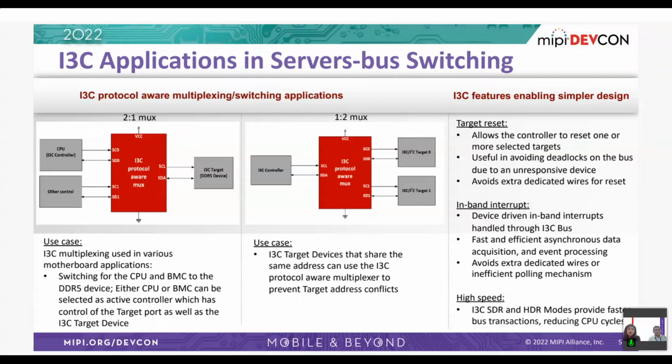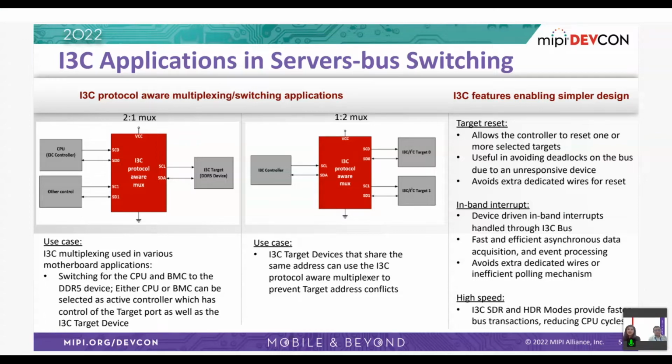The two controllers, each of them can be selected as an active controller, which has control of the target port as well as the I3C target device. The downstream target device could be a DIMM module or any I3C target that the controller wants to communicate with over the I3C MUX. In the second application, we have one I3C controller. The MUX is fanning out the input clock and data pair to two downstream target ports, and either of these target ports can be selected.